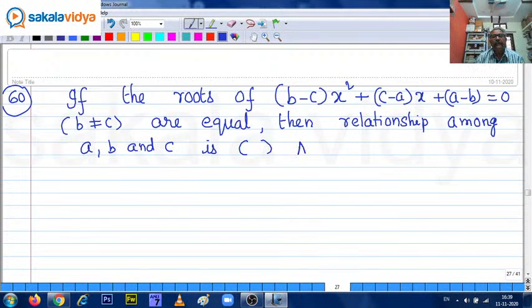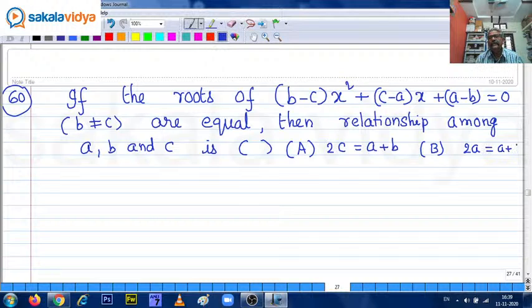We need to find the relation. Option A: 2c is equal to a plus b. Option B: 2a is equal to a plus c. Option C: 2b is equal to c plus a. Option D: 2b is equal to c minus a. Which is the relation?